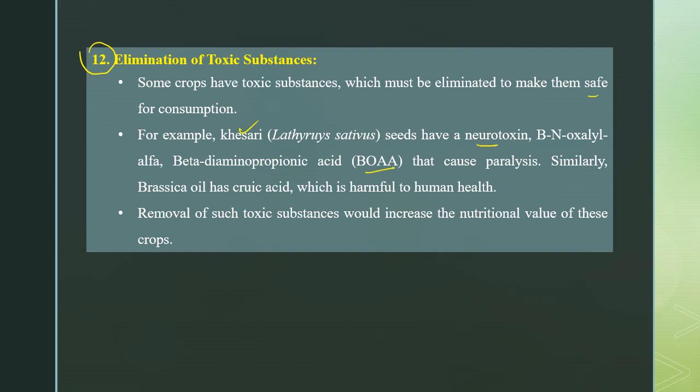It is a neurotoxin which causes paralysis. Similarly, in the case of brassica, there is erucic acid. We have developed some double-zero varieties, which are now commercially used. Removal of such toxic substances will obviously increase the nutritional value of these crops.